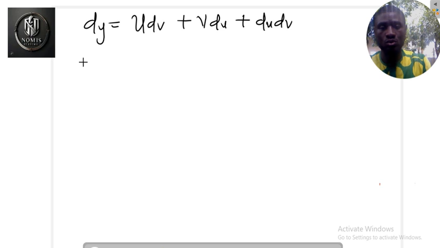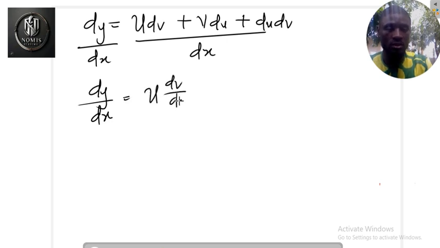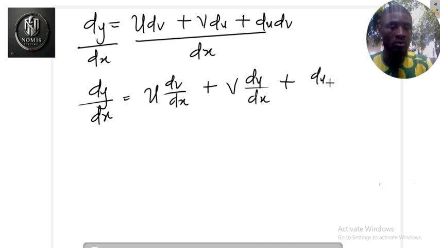Now that gives us, dividing both sides by dx. Remember that when we differentiate, we have dy dx, right? So dividing all through by dx, we have dy dx equals u dv plus v du plus du dv all over dx, and each of them can carry this dx. I believe you understood that. So that takes us to dy dx equals u dv dx plus v du dx plus du dv all over dx.